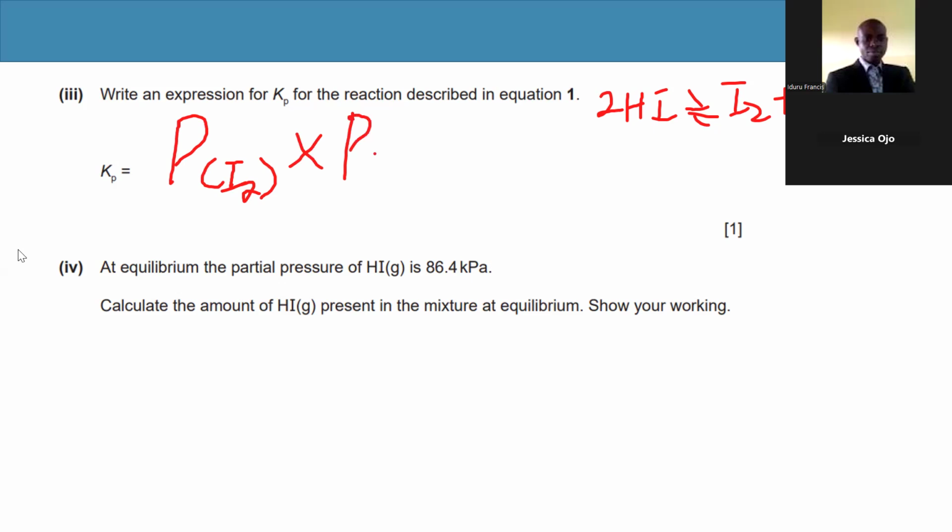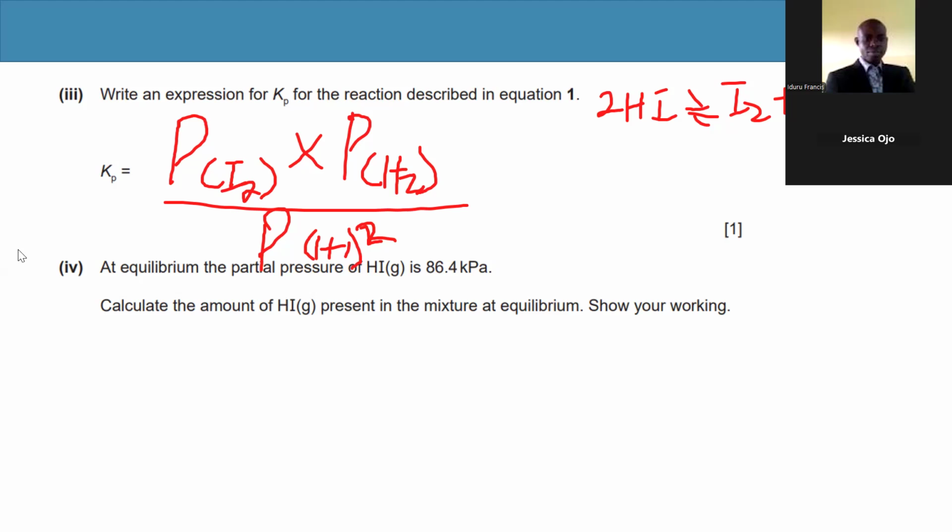Like this? Yes. Over PHI squared. Not like that, the square will be the same. It doesn't matter. Okay. No, you are supposed to, see, you didn't mean that it should look like this. It should be like this. Yeah, that's what I thought. Okay, both of them are correct. So that was 1 mark.